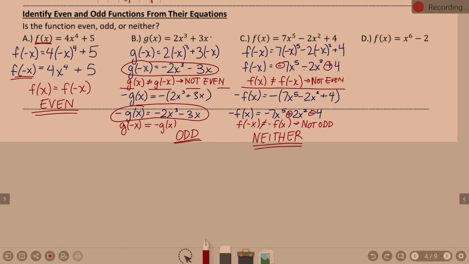Okay. So this is your wild card one, right? We've done the other three. What is it? So regardless, I'm always checking f of negative x. What do you know? Negative x raised to the sixth minus 2. What do you know about negative x raised to the sixth? It's positive. Positive x to the sixth minus 2.